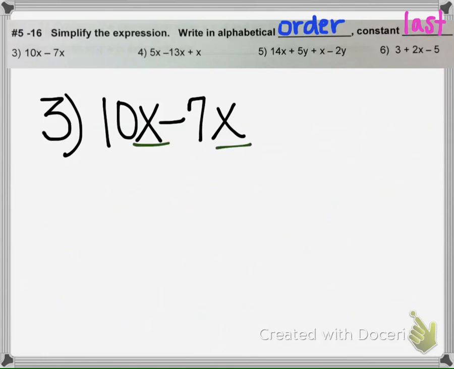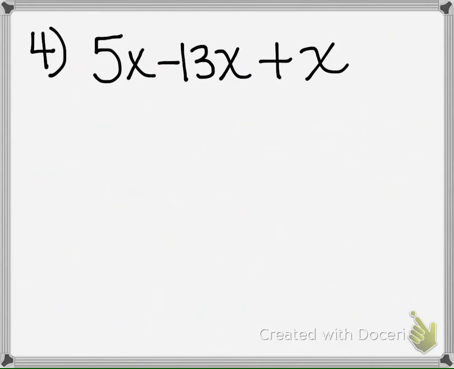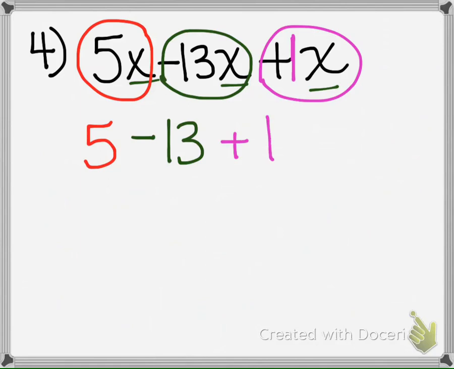They both have x's. So we're going to solve 10 minus 7, which is 3, and then we get 3x. Take a look at example 4. These all have x's, so we can put them together. And so this is a positive 5 here. This is a negative 13 here. And this is a positive 1. So I essentially need to solve that arithmetic problem there.